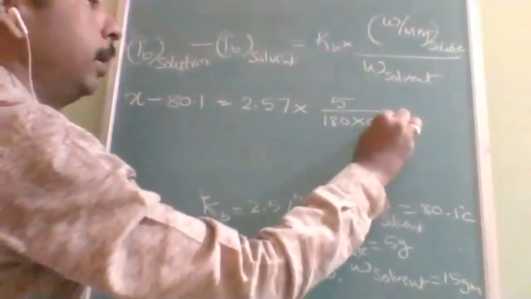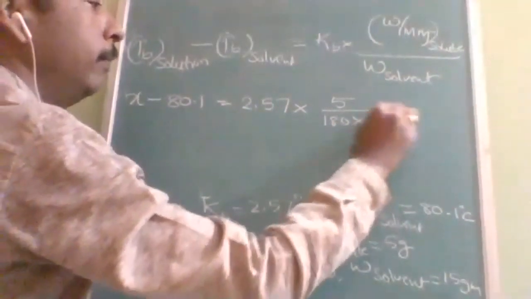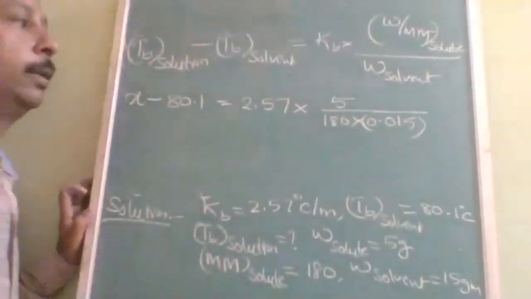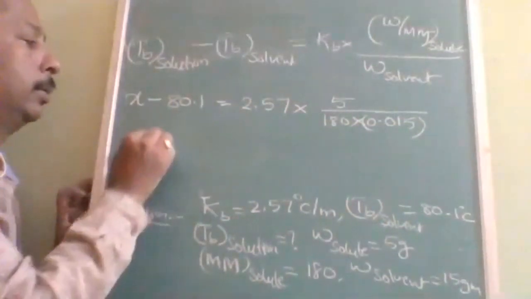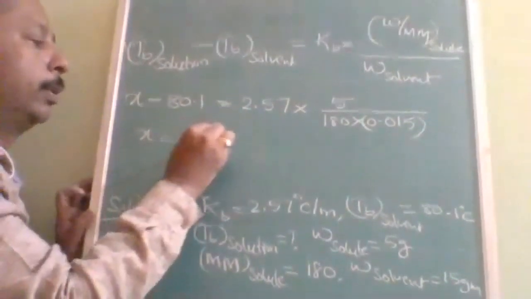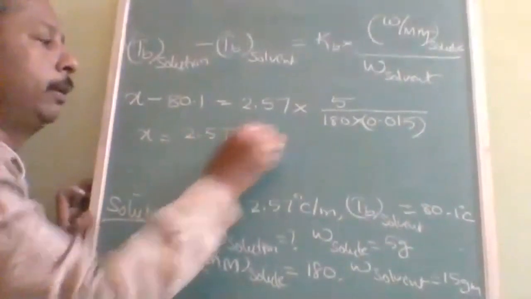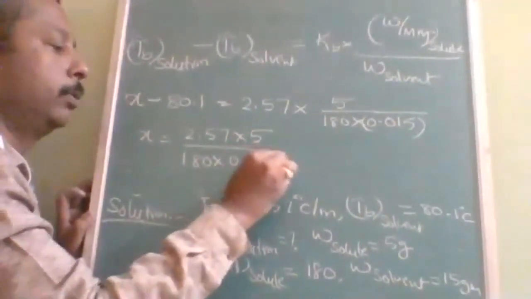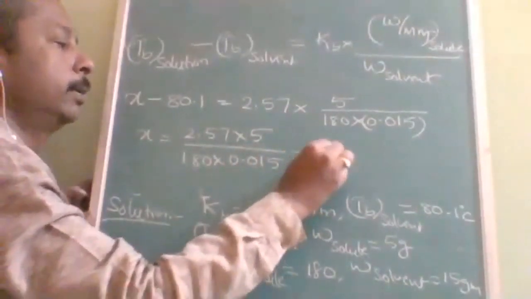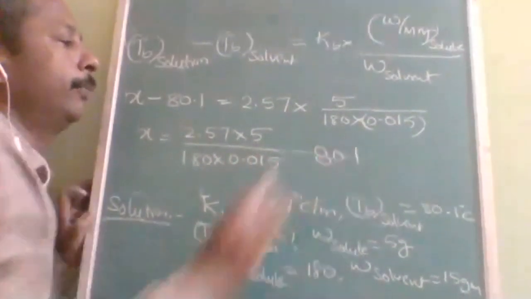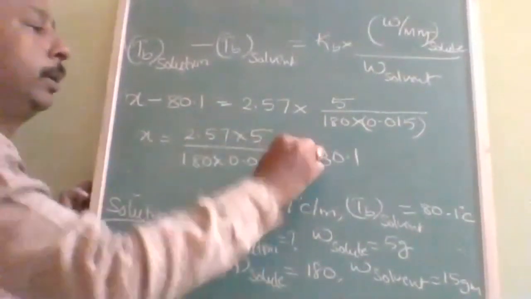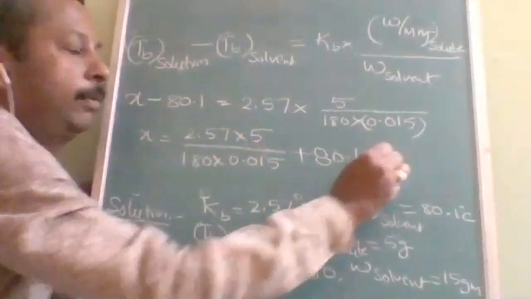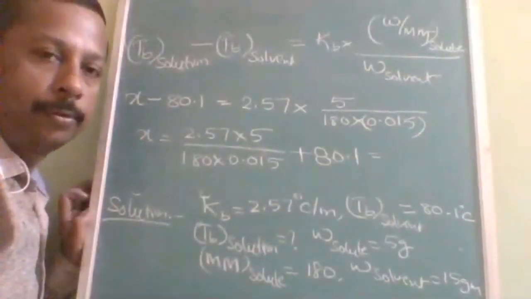So 15 divided by 1000 is 0.015 in kg. Like that, we got everything. So X is equal to 2.57 into 5 divided by 180 into 0.015, minus 80.1. Sorry, it goes to that side, so this will be plus. On simplifying, you are going to get a beautiful answer.